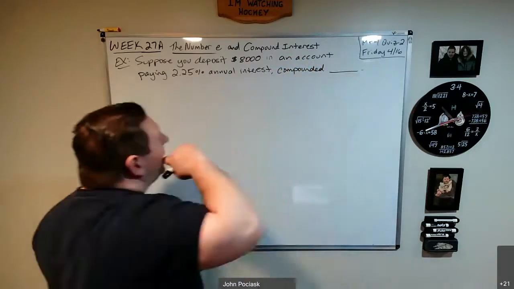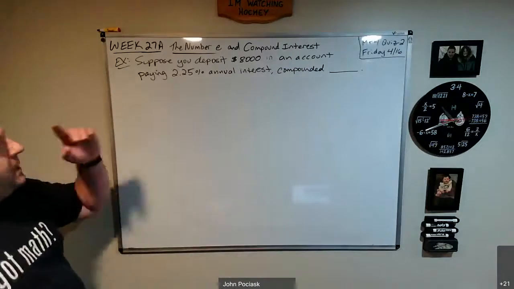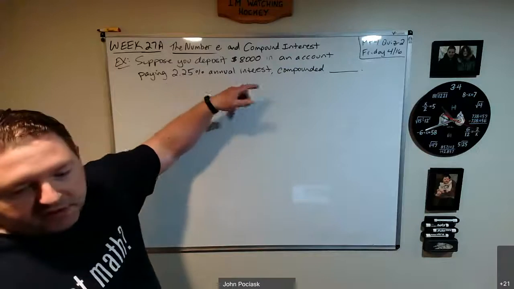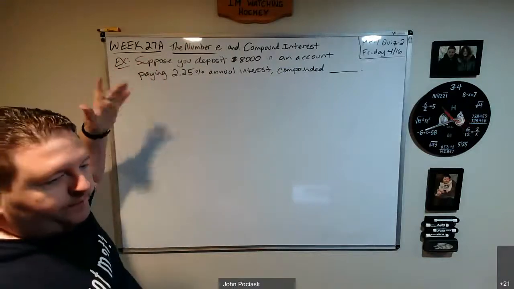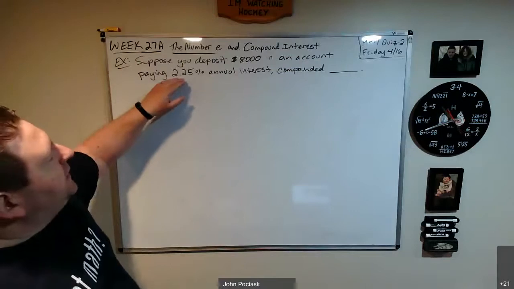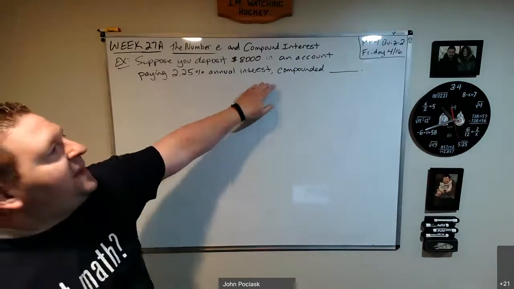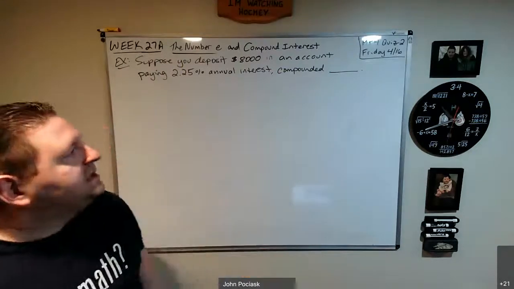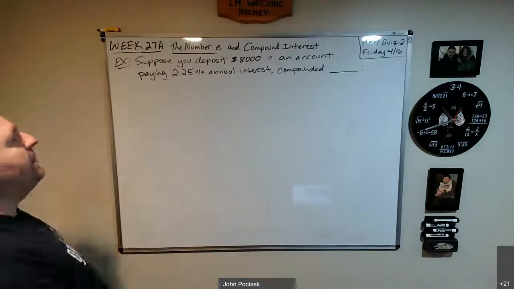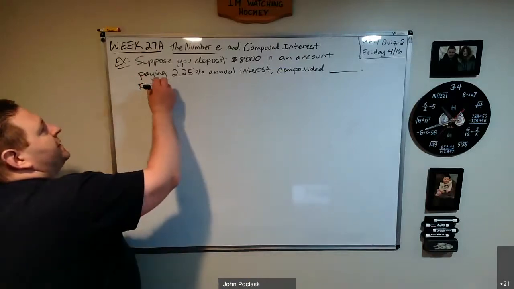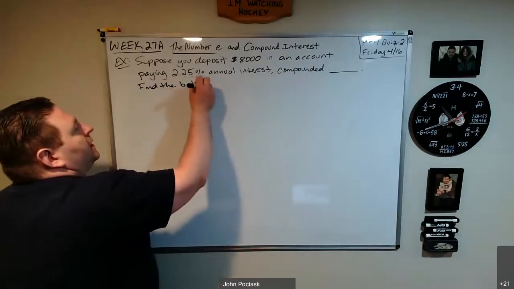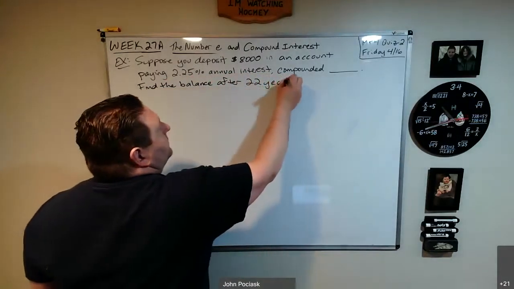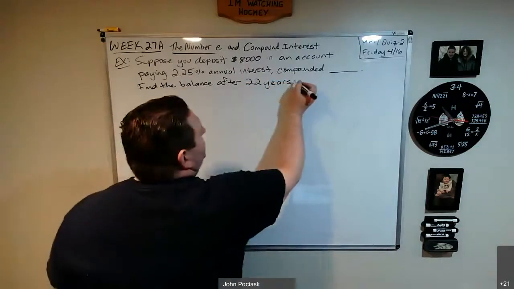Now some people say, oh, annually means N is 1. They always say the percent annual interest. You see it like APR with credit cards and that kind of thing? They always classify it as annual interest, and then they tell you how it's going to be compounded afterward. So you got to look after that phrase. All right, and I'm just going to leave that blank for a minute. Find the balance after, let's do 22 years. And find the balance after 22 years.